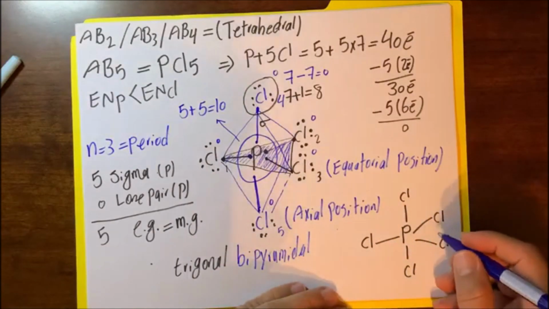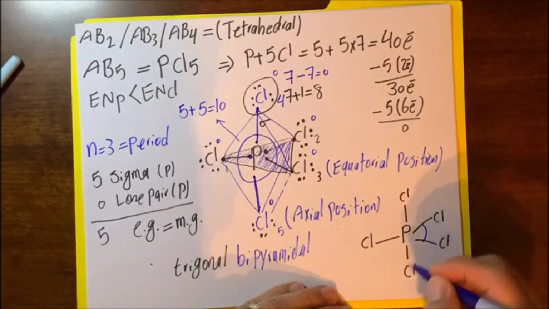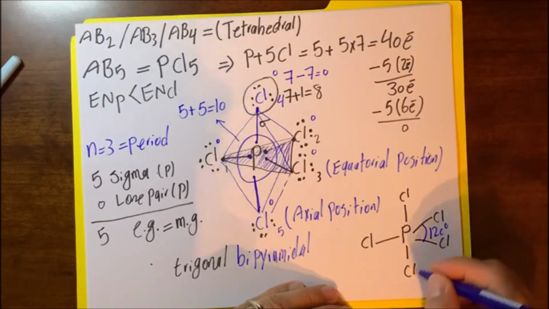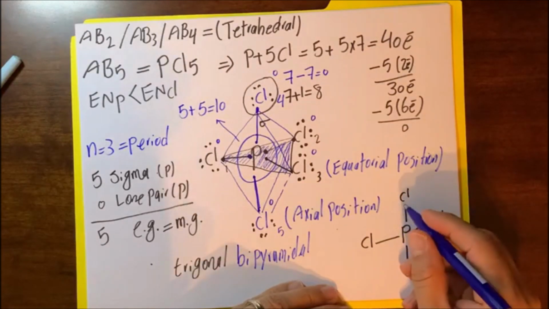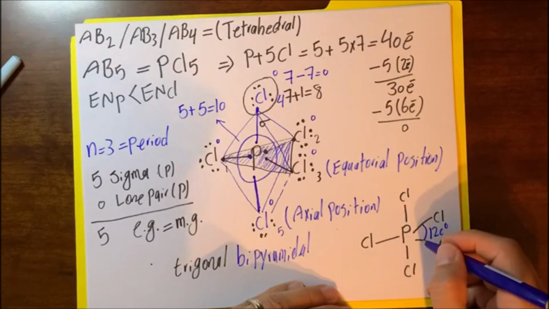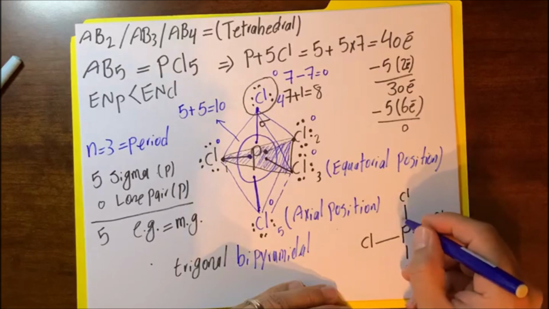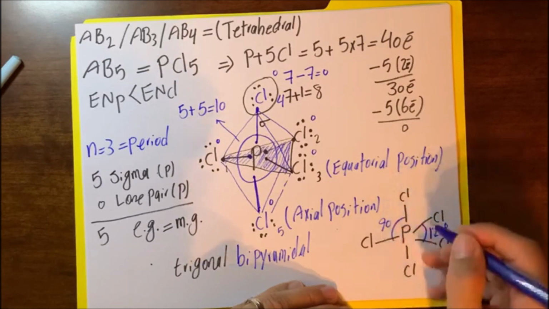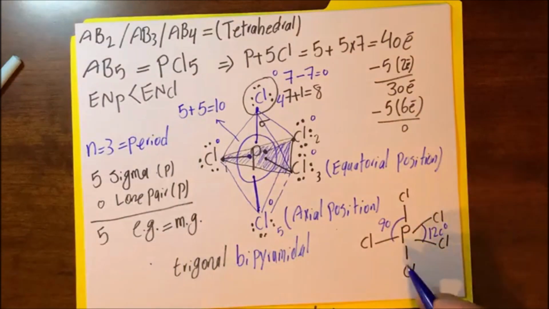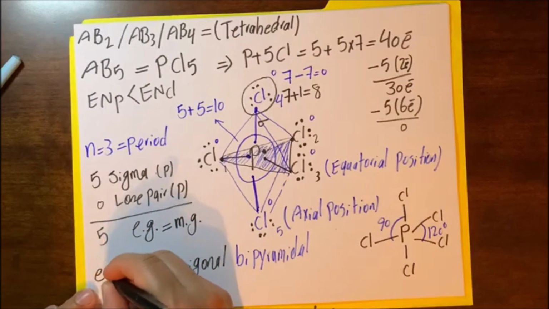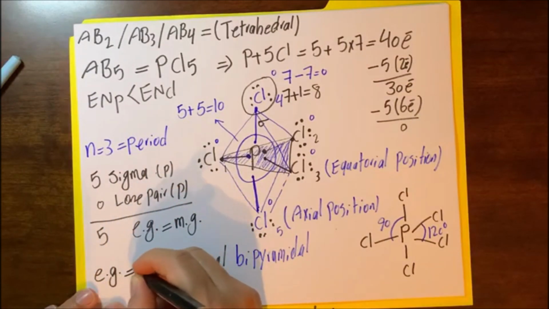The bond angle between the equatorial chlorines is 120, and the bond angle between the axial and equatorial chlorine will be 90. So as I said, we have two bond angles. Question now: what's the hybridization?